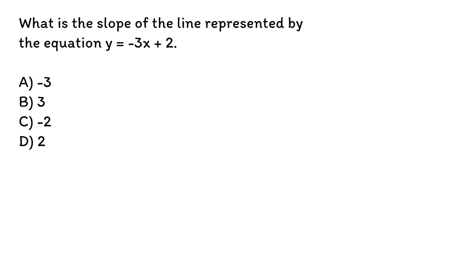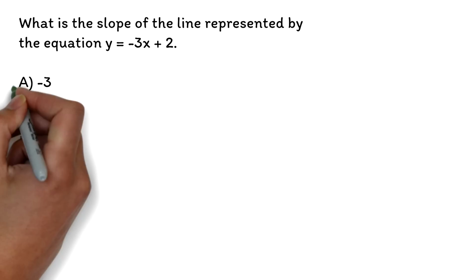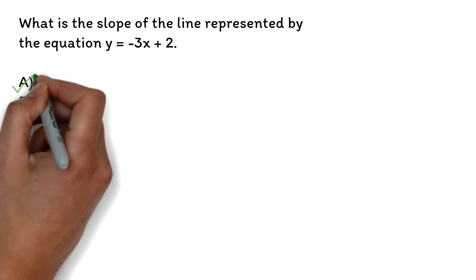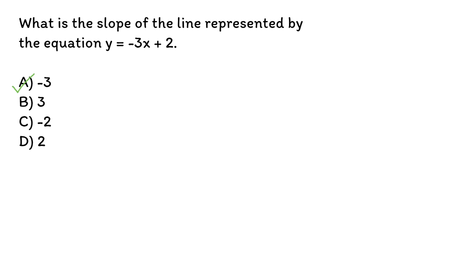What is the slope of the line represented by the equation y equals negative 3x plus 2? A. Negative 3. B. 3. C. Negative 2. D. 2. The correct answer is A, negative 3. This is one of the easiest slope questions you'll find on the GED.